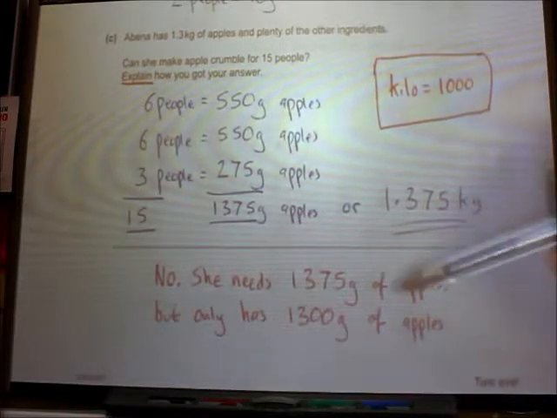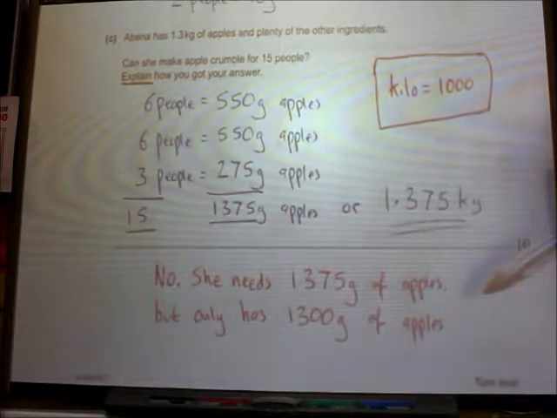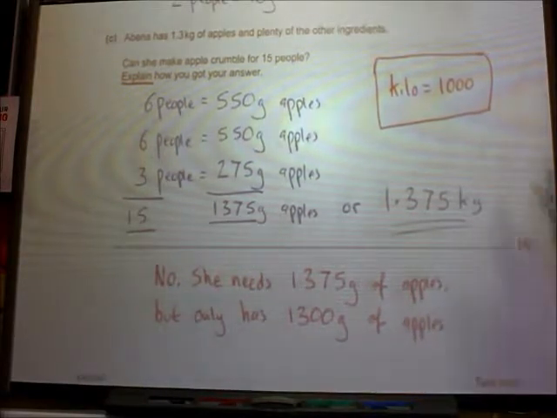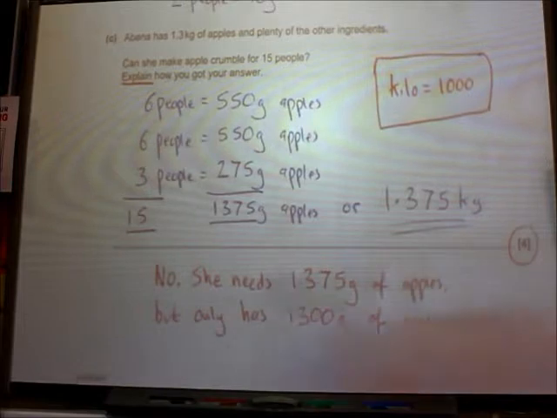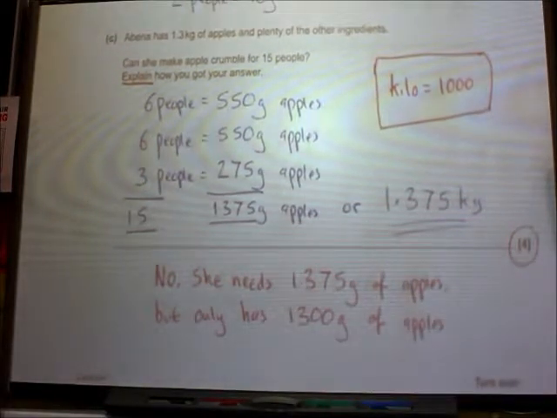Because she needs 1,375 grams of apples and she's only got 1,300 grams. It's well worth it, because look, it's 4 marks, doing a little 1-sentence job at the end just to make sure you're getting those marks.